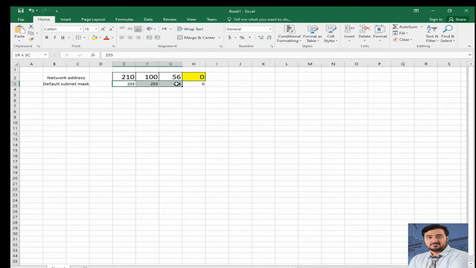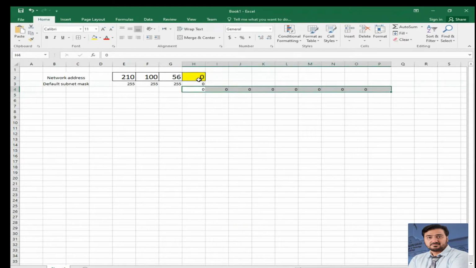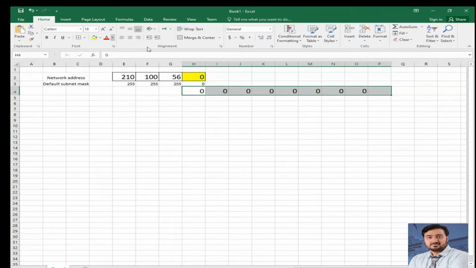So this one, no need for any conversion, nothing else. Here I will write all zeros. So here we need to write 8 zeros: 1 2 3 4 5 6 7 and 8. So 8 zeros, 8 zeros, 8 zeros. So here we have 8 bits, 8 bits, 8 bits. In total we have 32 bits.